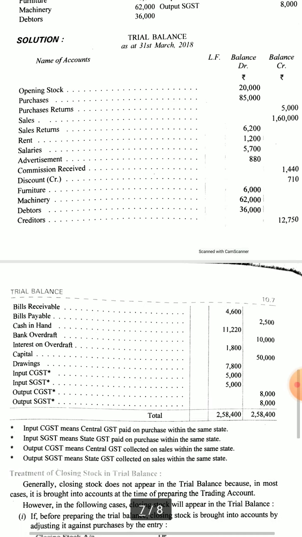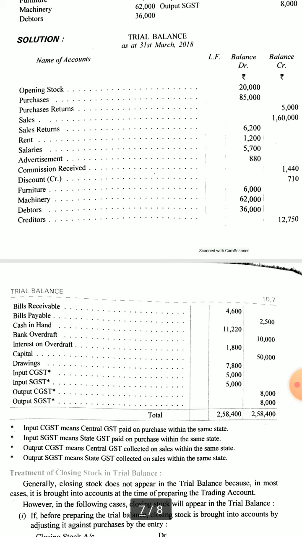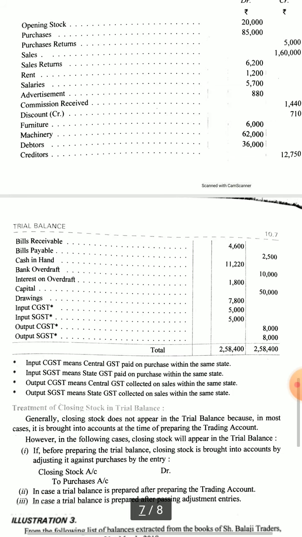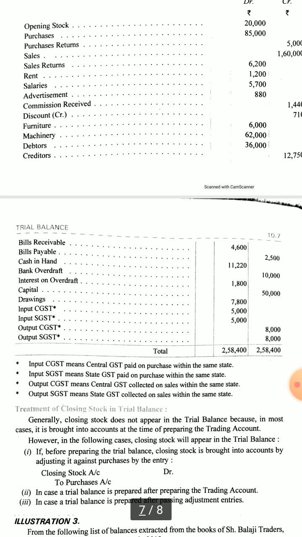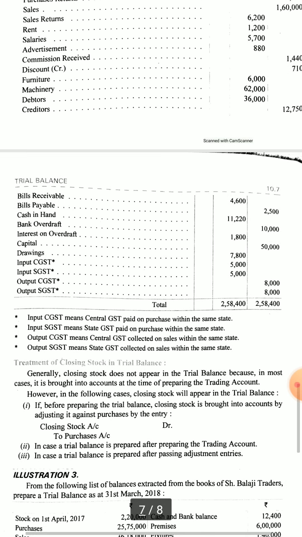Again, bills receivable is a liquid asset, so it will be written in the debit side, and bills payable is a liability, so it will be written in credit side. Again, cash in hand is an asset, so it will be written in the debit side, and bank overdraft is a liability, so it will be written on credit side. Again, interest on overdraft will be written in debit side because it is an expense which is charged by the bank for taking the bank overdraft.